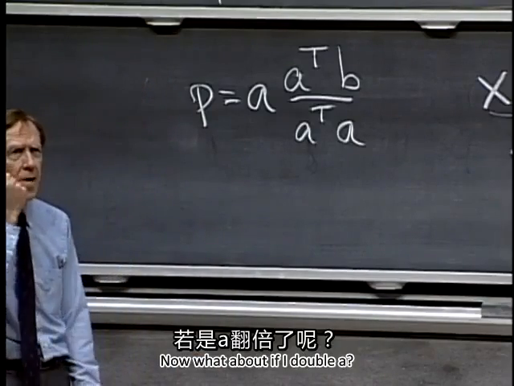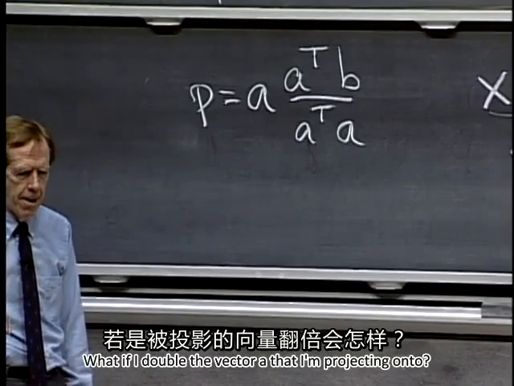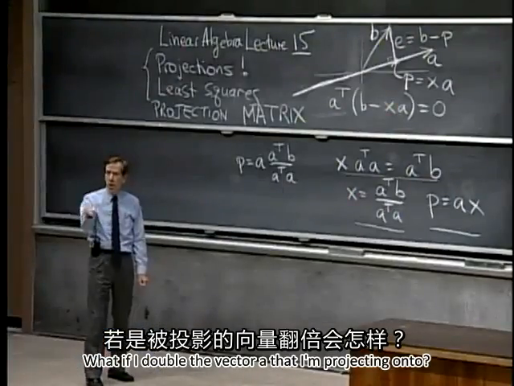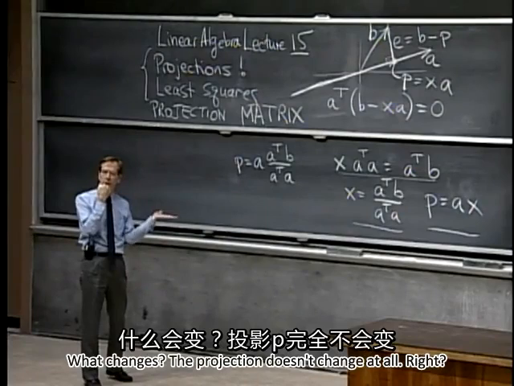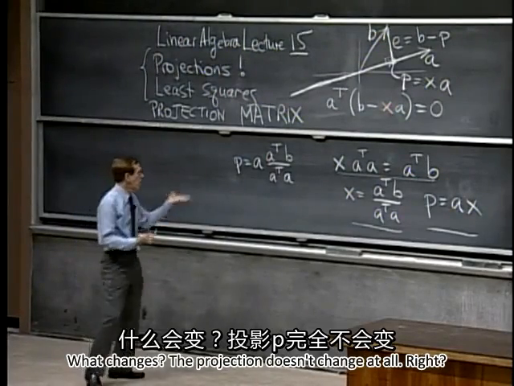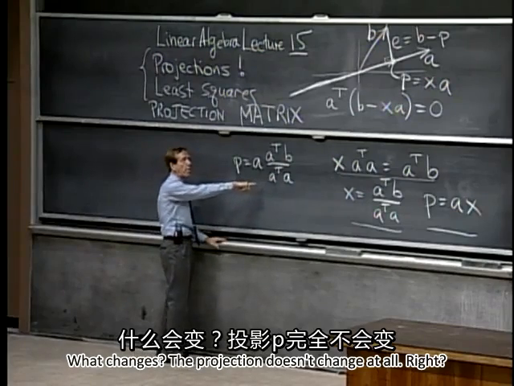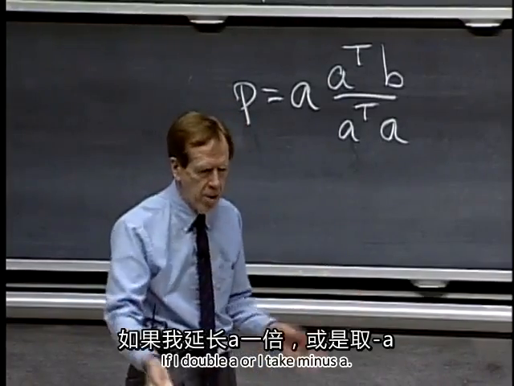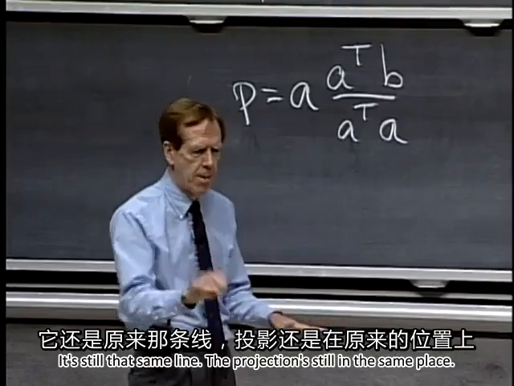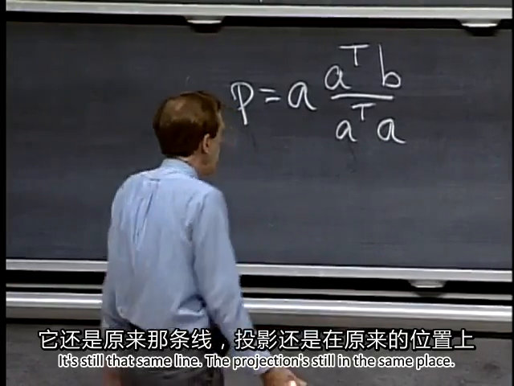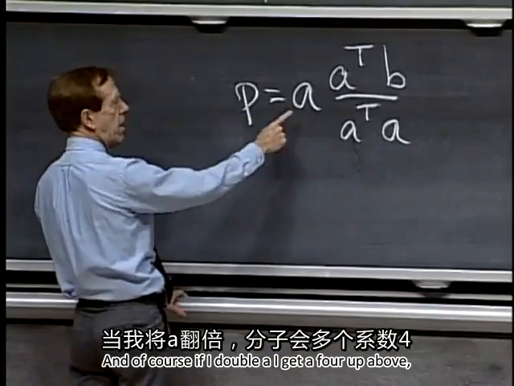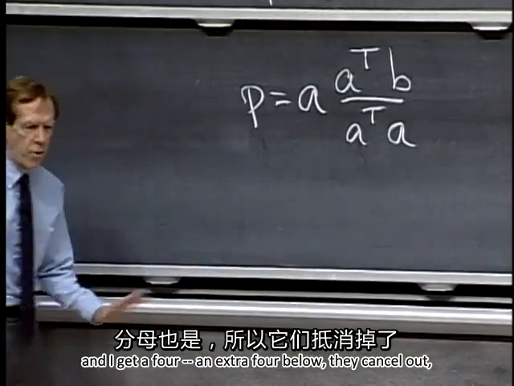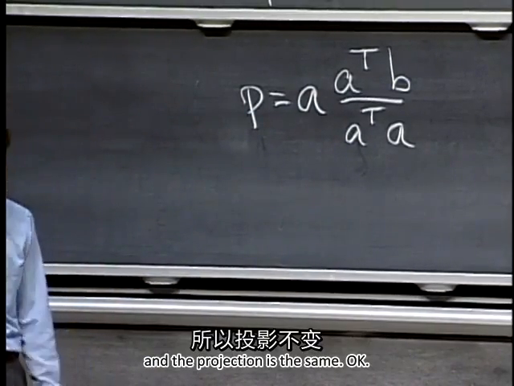Now, what about if I double A? What if I double the vector A that I'm projecting onto? What changes? No, the projection doesn't change at all, right? Because the line didn't change. If I double A or I take minus A, it's still that same line. The projection's still in the same place. And of course, if I double A, I get a 4 up above and I get an extra 4 below. They cancel out and the projection is the same.